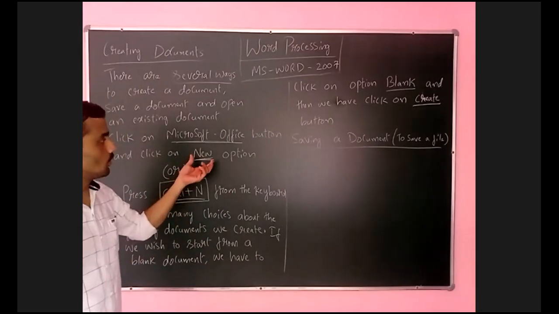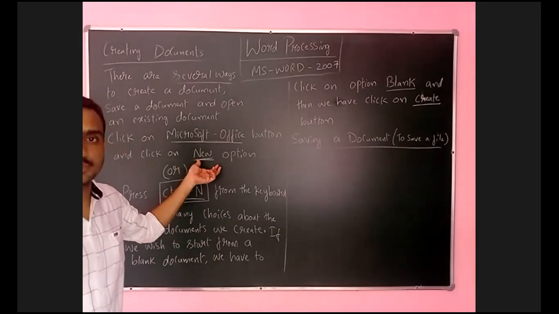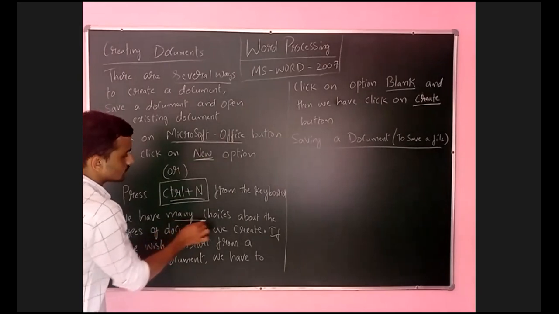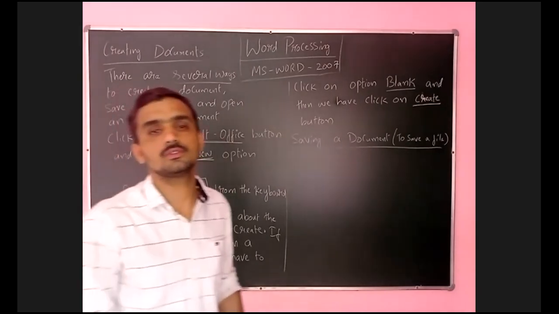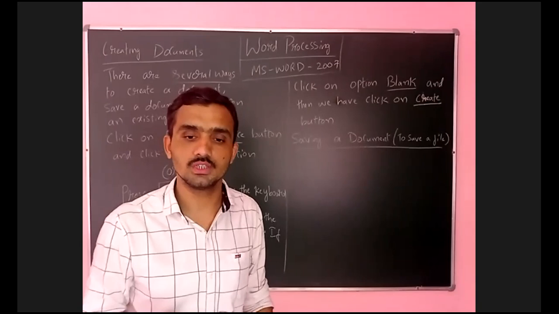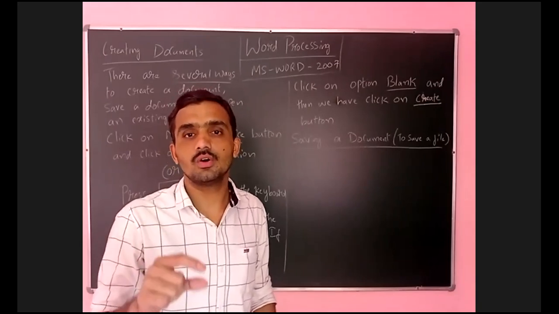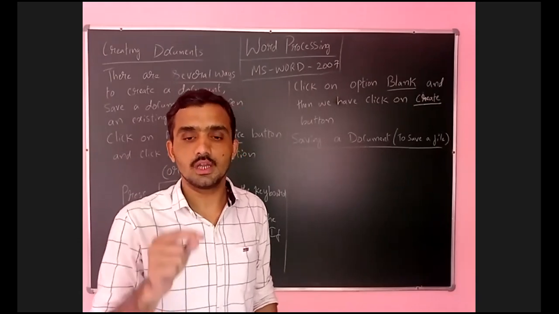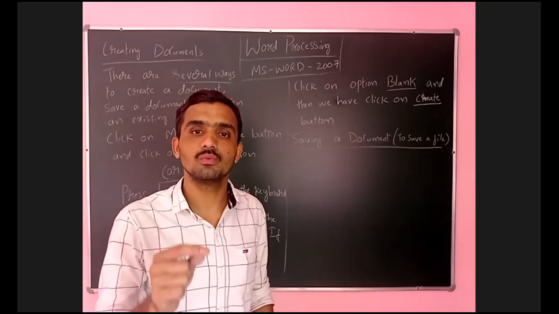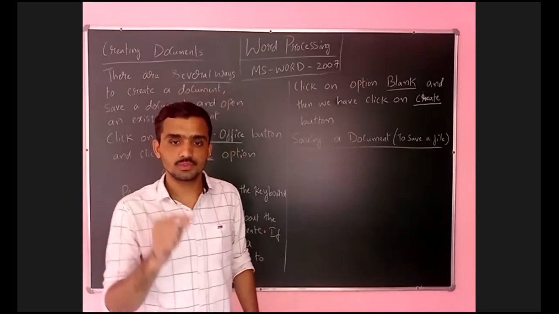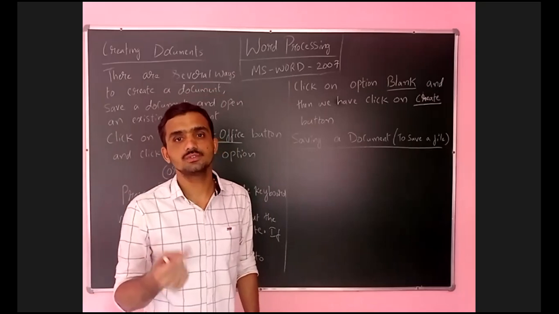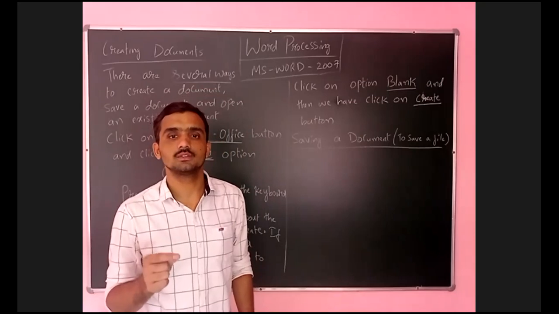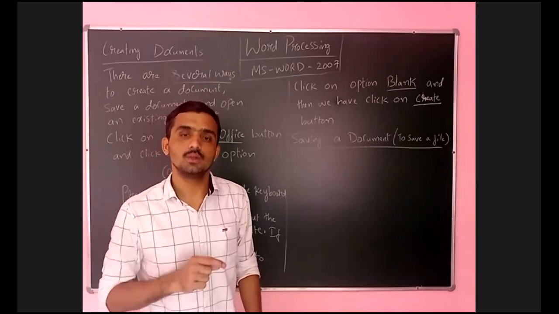Once you go for this option, either the Microsoft Office button and New option or Control plus N, we will have many choices for creating the document. One dialog box will appear, or we can say one window. These are the technical terms you have to remember. A dialog box means information will be displayed for you, and you will have some options or choices to select from. That means how you want to create a document.